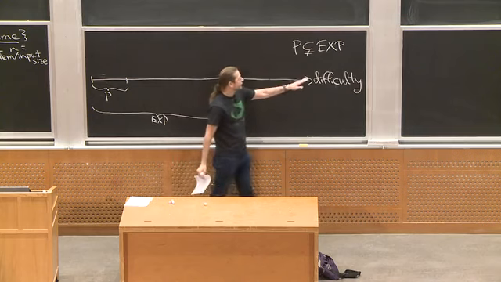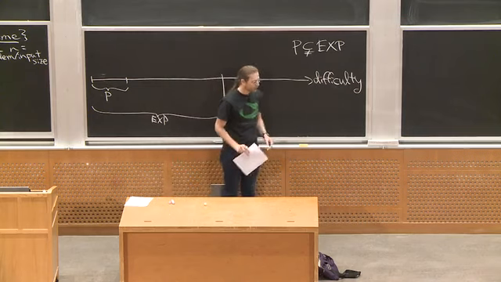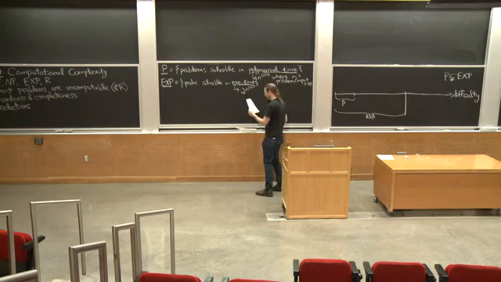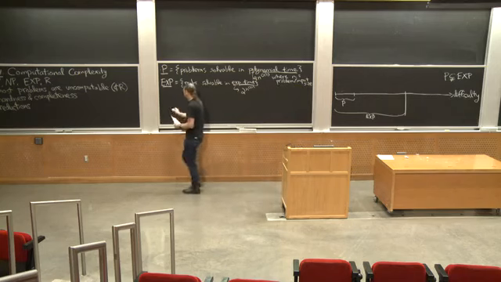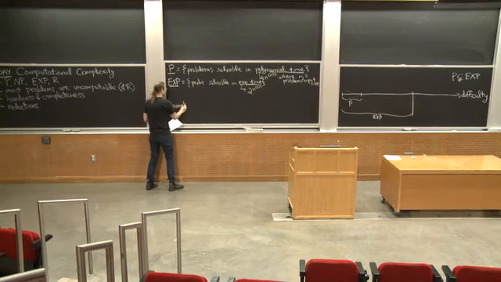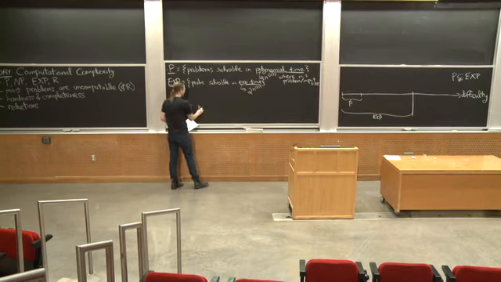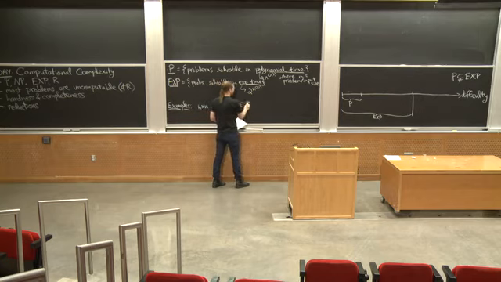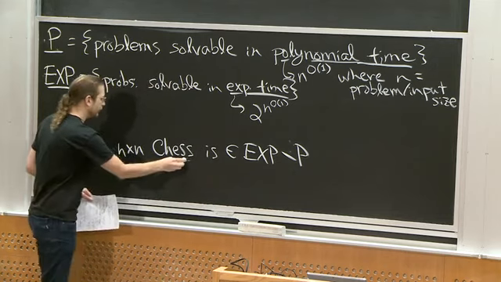There are problems that can be solved in exponential time that cannot be solved in polynomial time. For example, n by n chess is in exponential time, but not polynomial time. So what is the n by n chess problem?